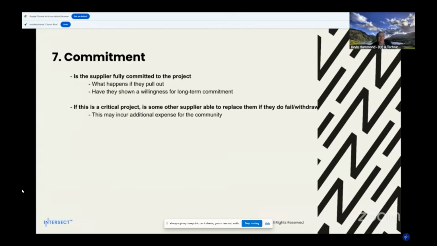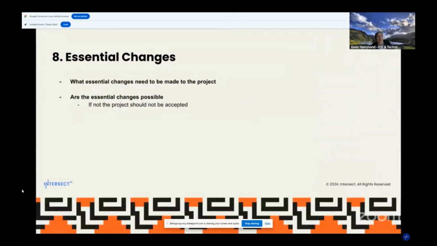Seven, commitment, incredibly important. Is the supplier fully committed to the project? What's going to happen if they pull out? And have they shown a willingness for long-term commitment? Or are they just in it for the short term? So you need to gauge, is there a long-term commitment from the project proposer? Finally, if this is a critical project, is some other supplier able to replace them if they do fail or withdraw? And obviously there might be additional expense, so that needs to be factored into any budget consideration.